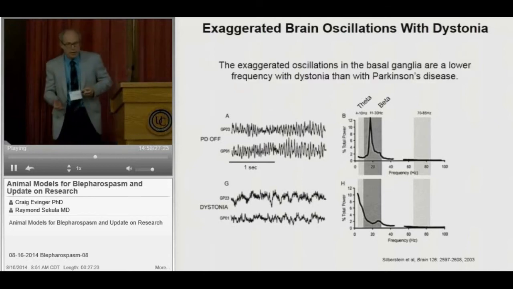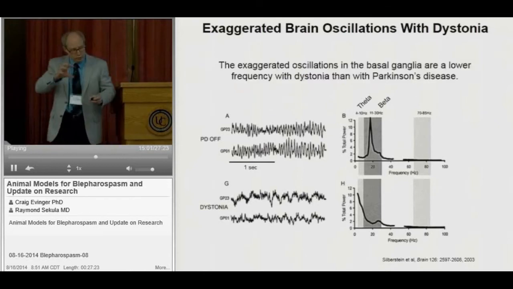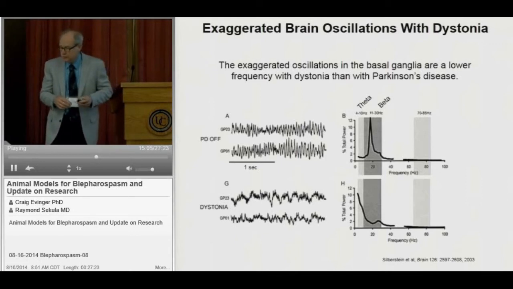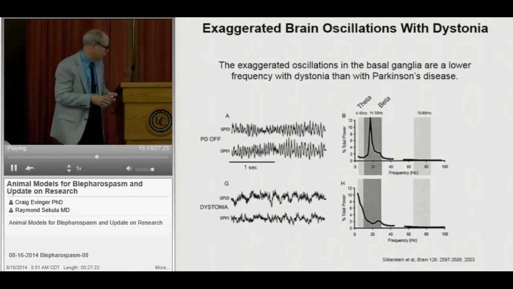So the exaggerated oscillations in the basal ganglia, which is the part of the brain that we think is most involved in these sorts of things, are much higher in Parkinson's disease than they are in dystonia, of which blepharospasm is a form.